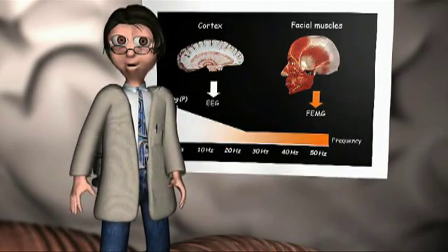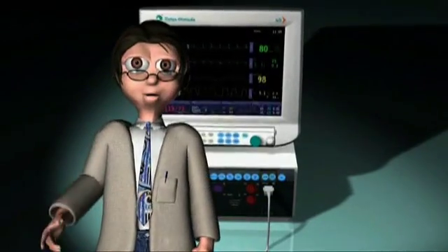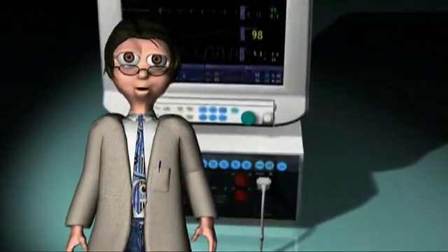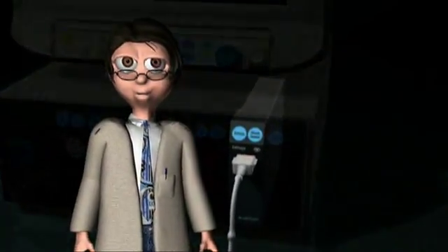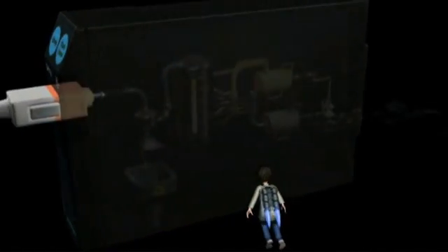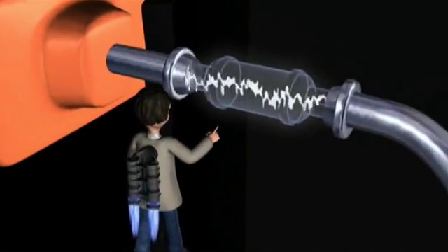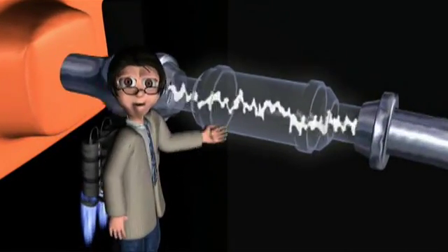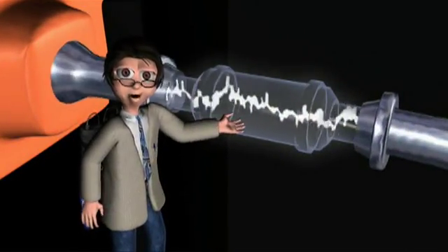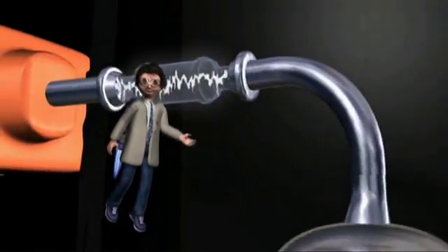You may be wondering how this information helps us to track anesthesia. To find out, just follow me. Don't tell anyone, but I'm going to take you inside the entropy module to show you how the signal is analyzed. Not many people have seen this. Here we are inside the entropy module. Let's take a look around. Over here, the signal from the sensor comes into the module. These windows let us look at the signal as it flows through the module. Remember, this is the signal that contains both EEG and facial muscle activity.